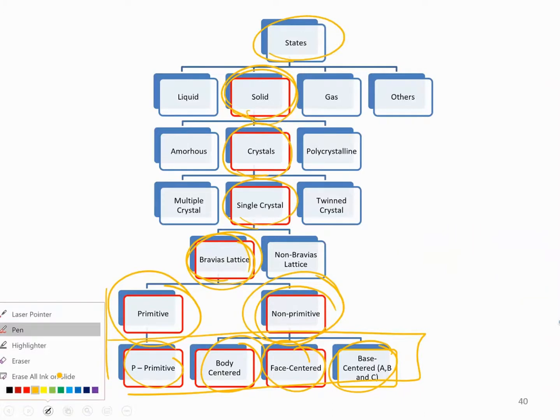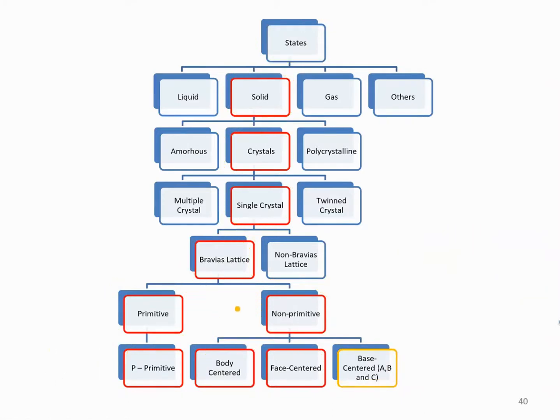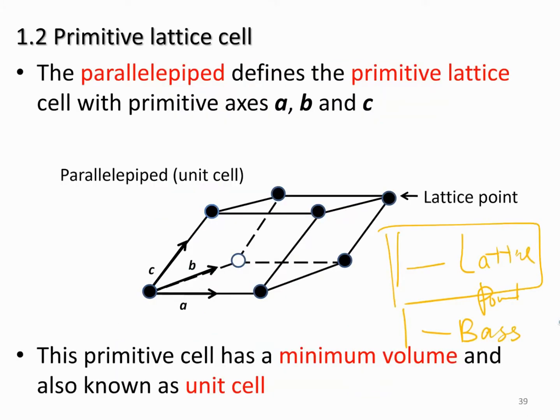So for body-centered, we normally write as I, the symbol. Face-centered, we write as F. Base-centered, we write as C. Primitive, write as P. Or for cubic, we just call it simple cubic. Up to here, okay, right?